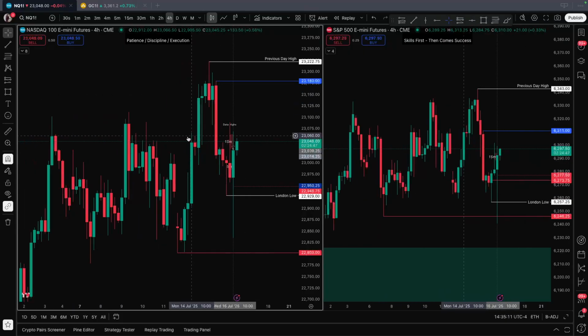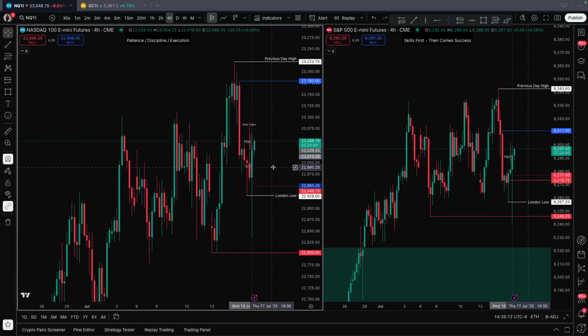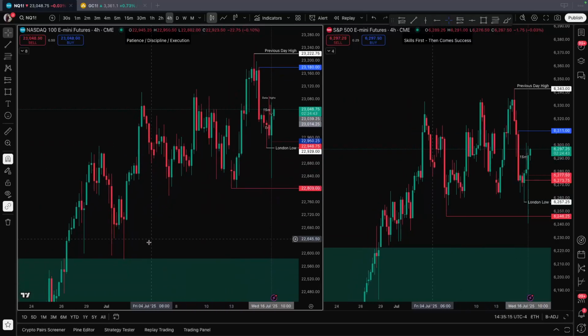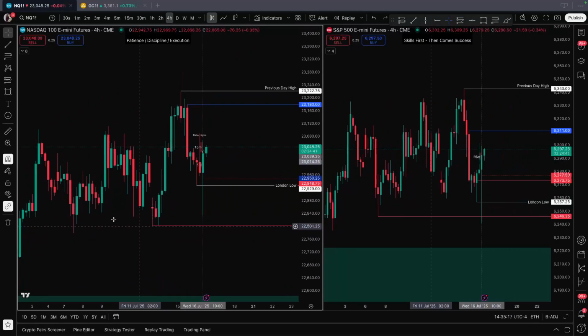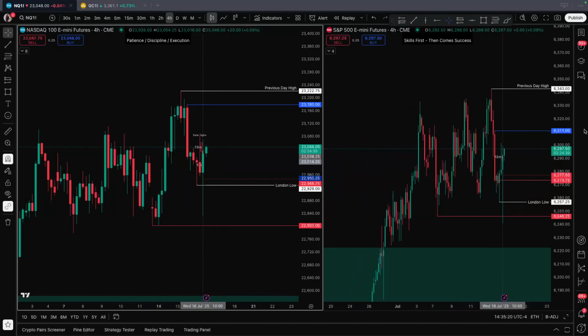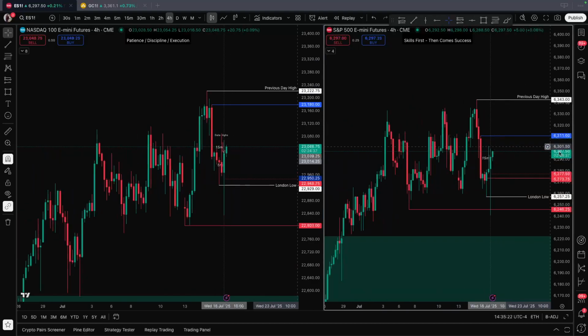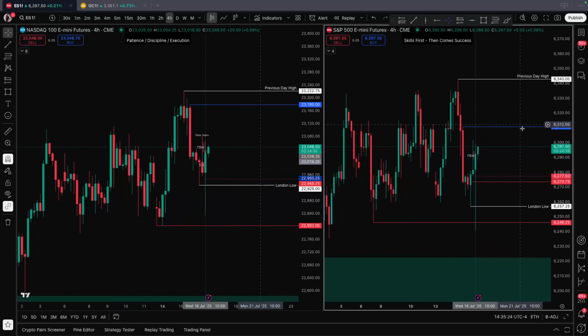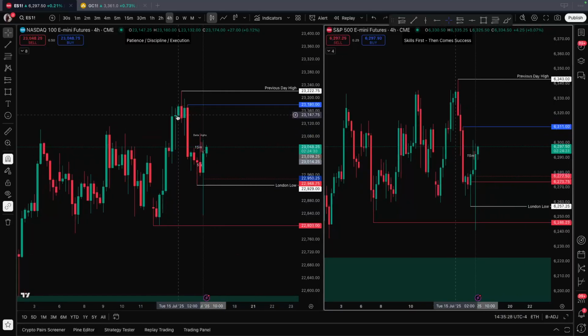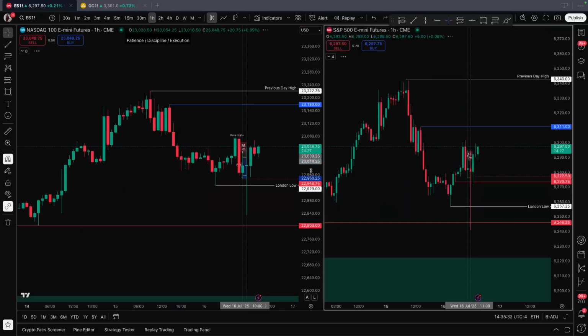So that was where my bias started to change a little bit, but we were still putting in higher highs and higher lows, as you can see. So structure overall is bullish. ES, on the other hand, has kind of just been sideways. So that's that. But NQ was looking fairly bullish. So we kind of have neutral biases all around for the day.